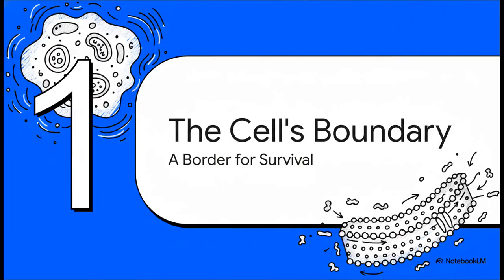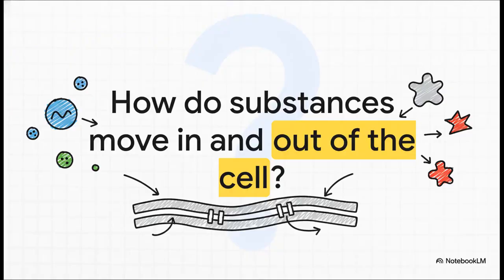So, let's begin with a very fundamental idea. To be considered alive, a cell has to have an inside that is different from the outside. It needs to keep a stable, controlled environment within itself. And to do that, it needs a boundary, a border, that separates its internal world from everything else out there. Now this brings up a really important question, doesn't it?